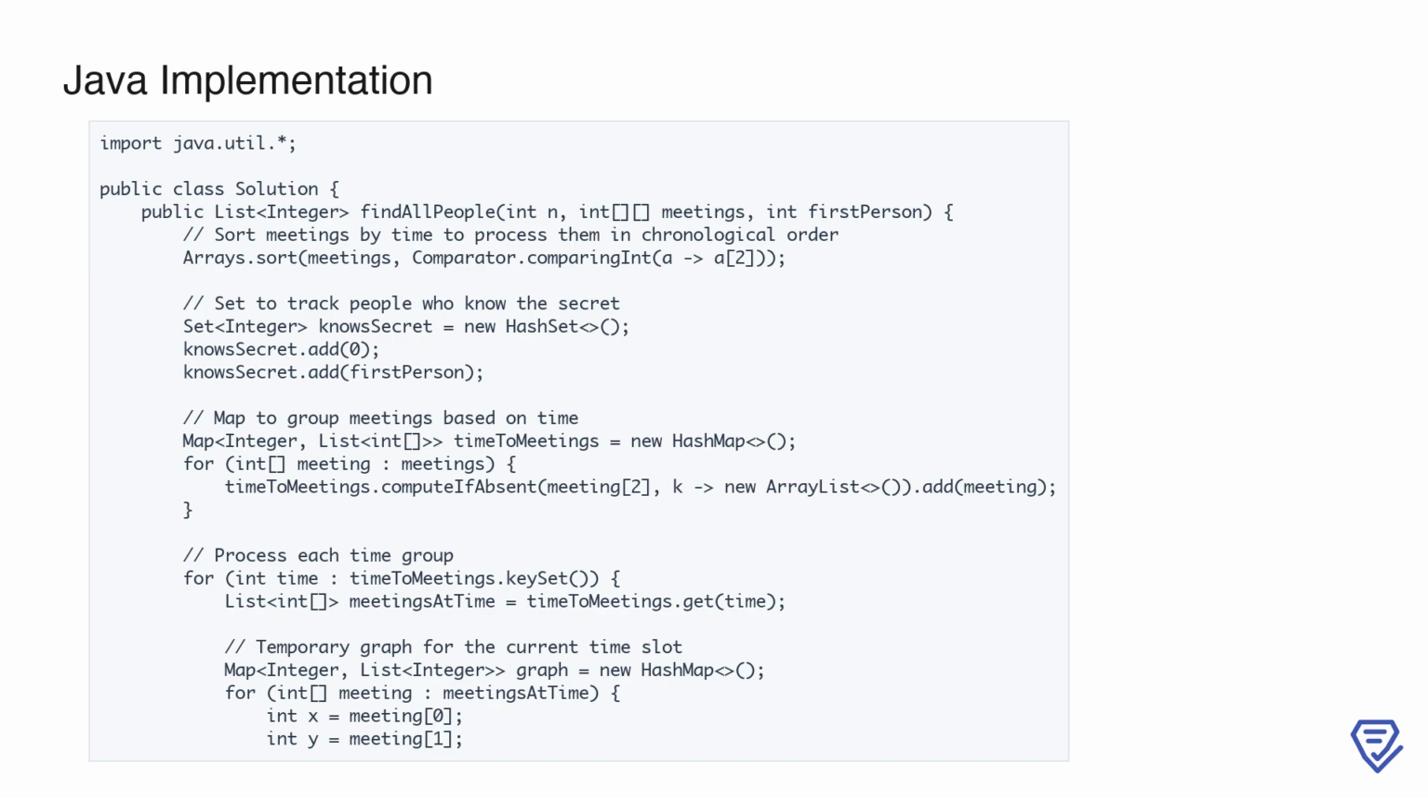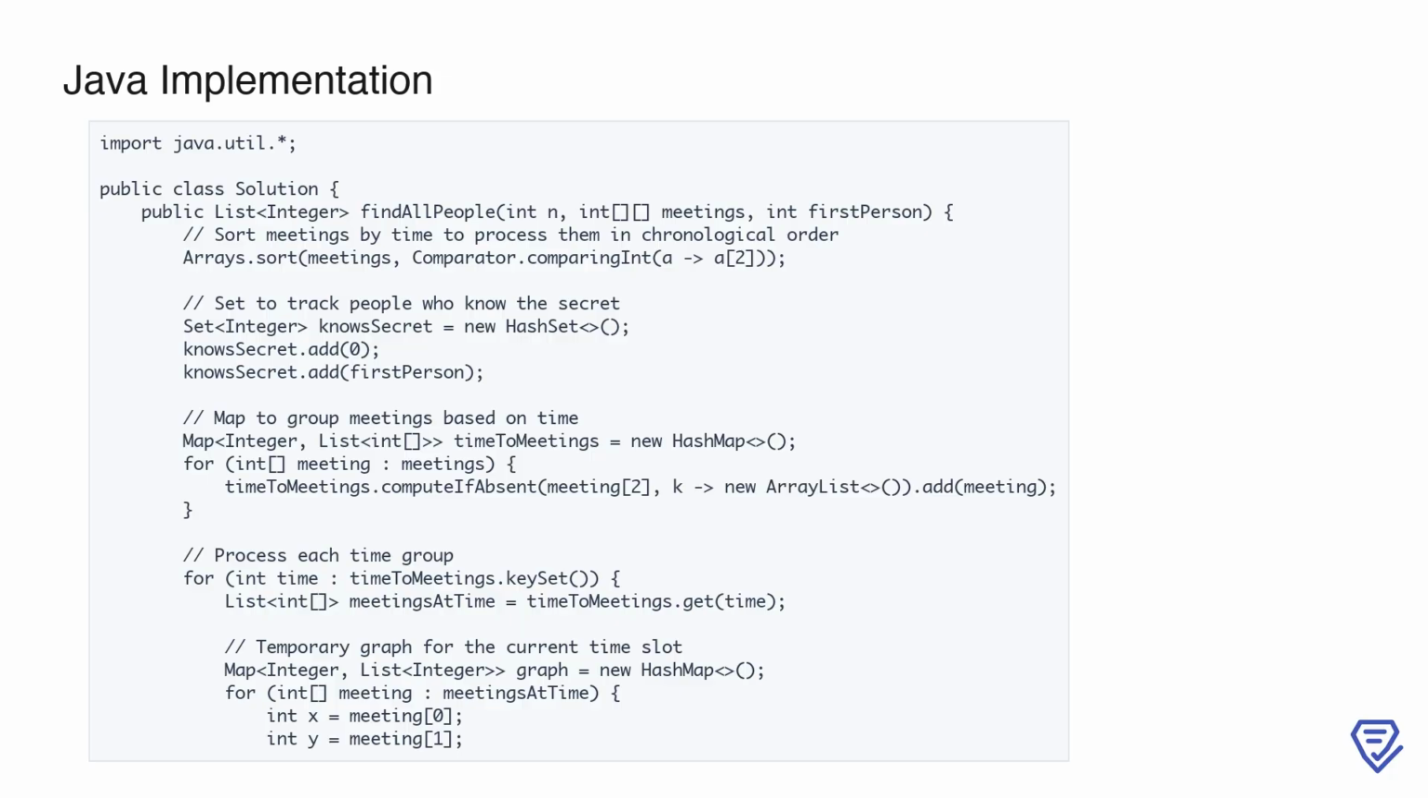Next, we create a hash set called knowSecret to track all individuals who know the secret. Initially, this set includes person 0, who starts with the secret, and the first person passed to the method. We then use a hash map to group meetings by their respective time values.